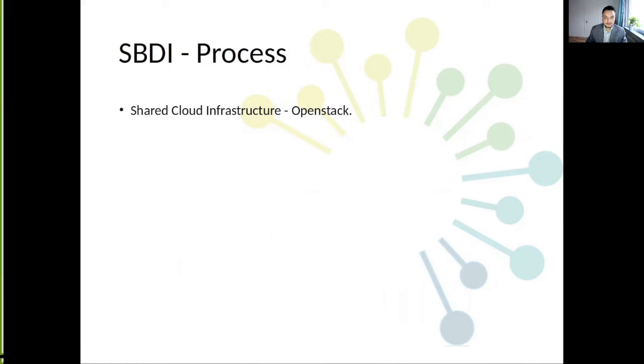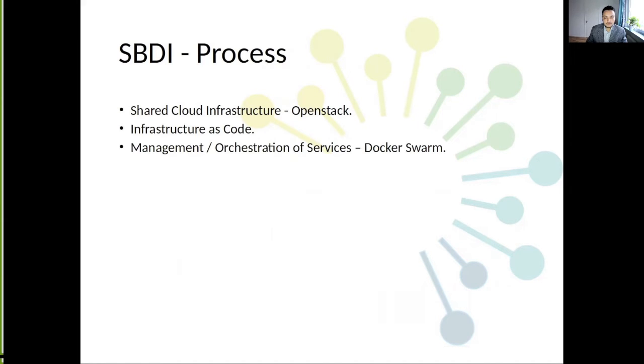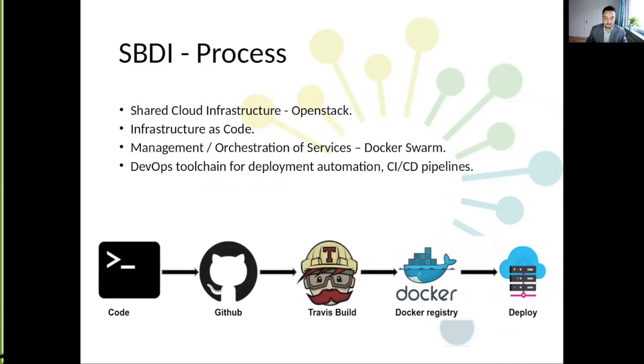When it comes to process, we use a shared cloud infrastructure on OpenStack. We practice infrastructure as code for maintenance of the different machines or the infrastructure as a whole. For the management and orchestration of services, we use Docker Swarm. We use a DevOps toolchain for deployment automation and CI/CD pipelines. The image below is an example of how things work at present.